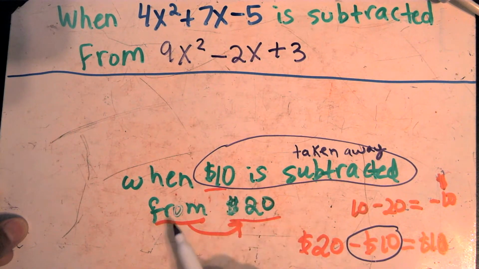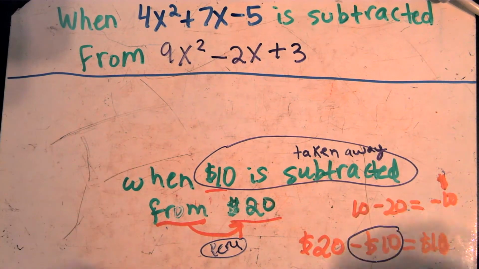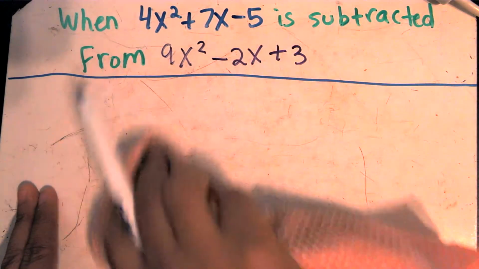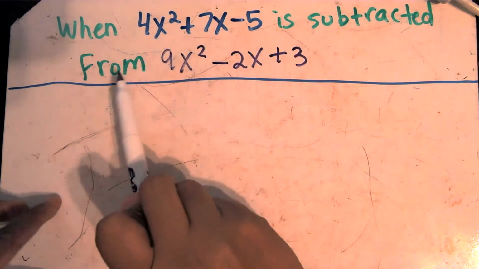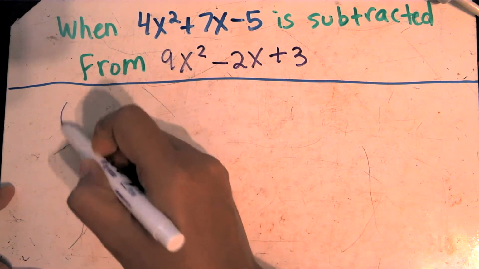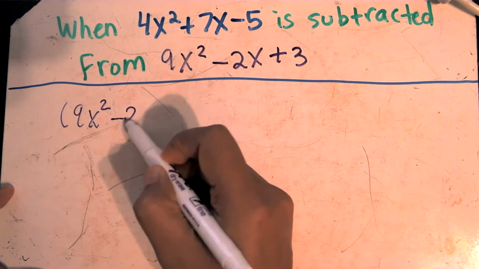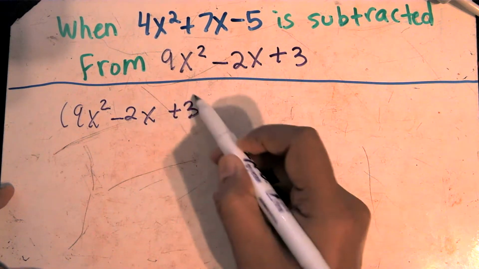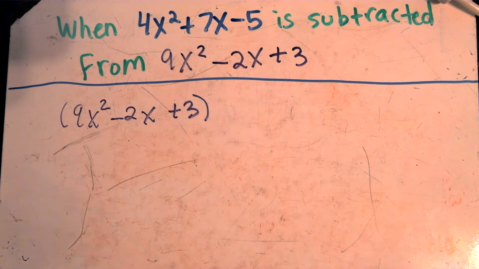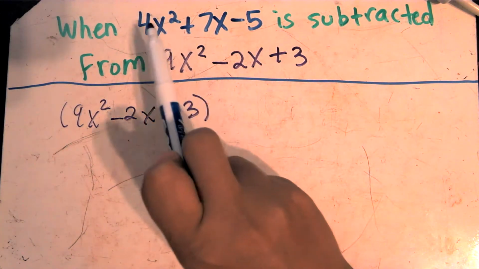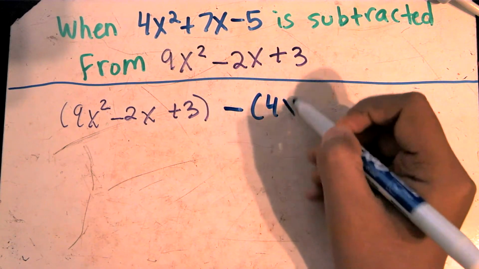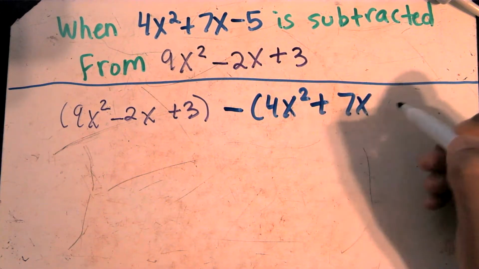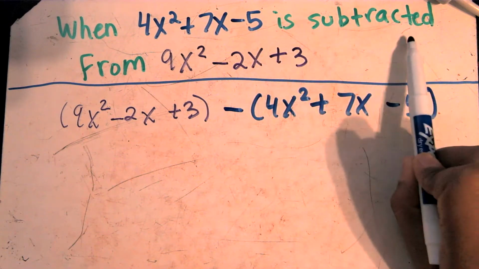Another way to think about it is, again, from is where I'm starting. Like I am from the country of Peru, which means if I were to do a word problem, this would come first. So back to the polynomial, the wording being the same is telling us that I am starting from the polynomial 9x squared minus 2x plus 3. And what I am subtracting is the whole polynomial, 4x squared plus 7x minus 5, is subtracted.